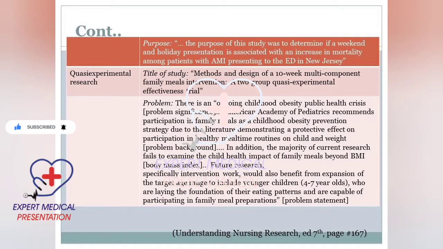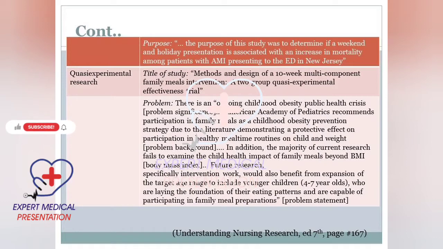Problem: there is an ongoing childhood obesity public health crisis. Problem significance: the American Academy of Pediatrics recommends participation in family meals as a childhood obesity prevention strategy due to the literature demonstrating a protective effect of participation in healthy mealtime routines on child weight. Problem background. In addition, the majority of current research fails to examine the child health impact of family meals beyond BMI, body mass index.